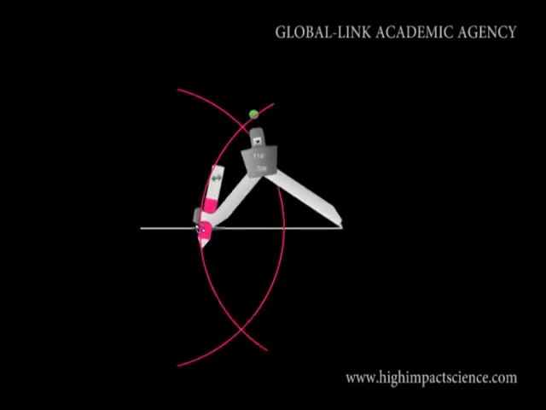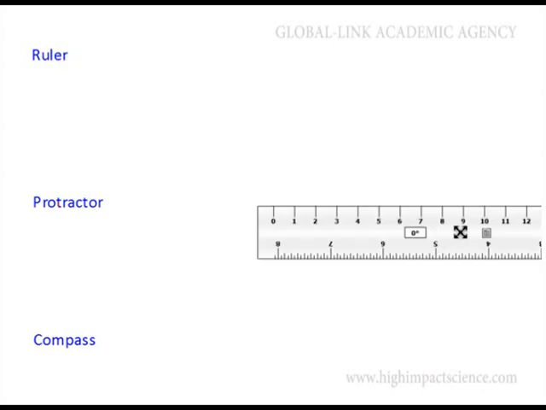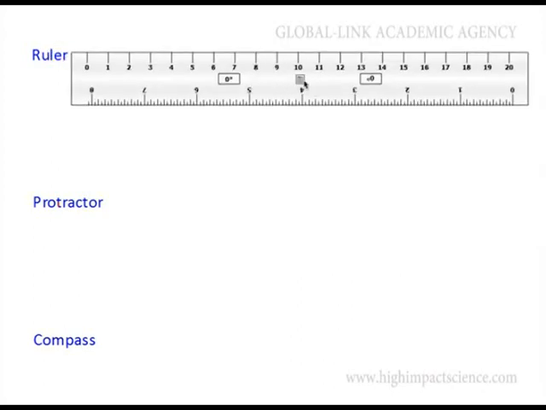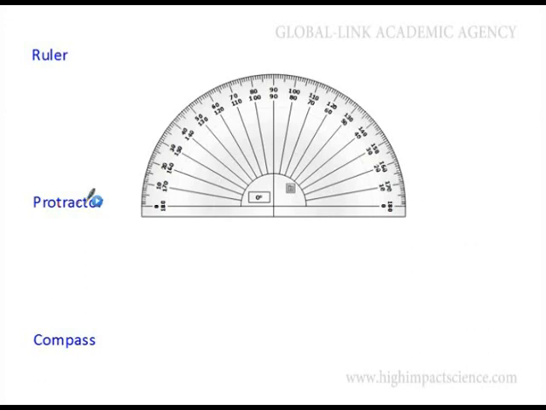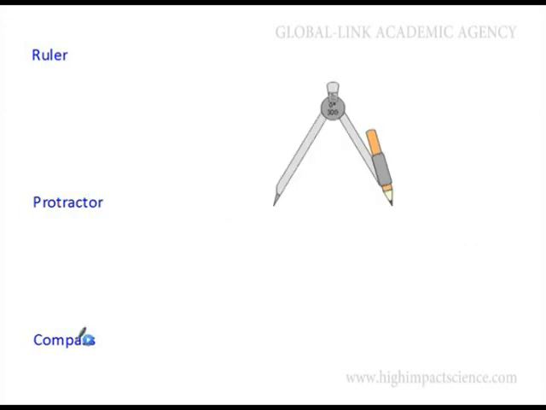If you're going to be doing constructions, you will need these three equipments. First, a ruler, at least 15 centimeters in length, preferably transparent and with all the marks clearly visible. A protractor and a compass with a sharp pencil. The hinges shouldn't be too loose or too tight. For the larger part of this chapter, we will learn constructions using a ruler and a pair of compass only.